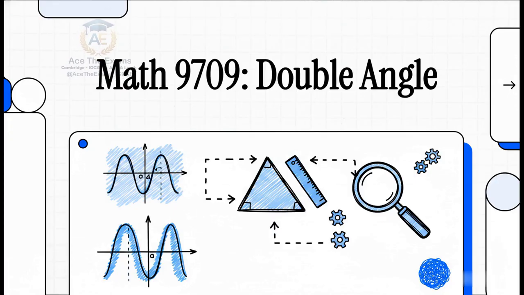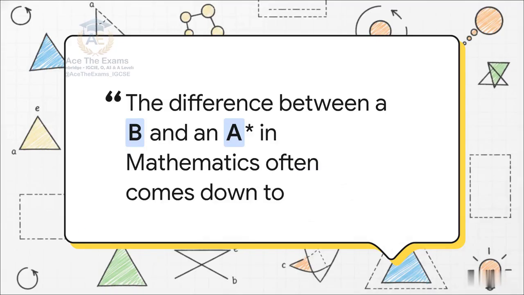Let's dive right in. Now look at this. It's honestly fascinating how Cambridge frames this specific topic. As one senior examiner pointed out, the literal difference between sitting at a B and securing that A star often boils right down to how well you understand double angle formulae. They don't just see this as another math problem on the page. No, to them, it's the ultimate dividing line between your average candidate and top-tier talent.